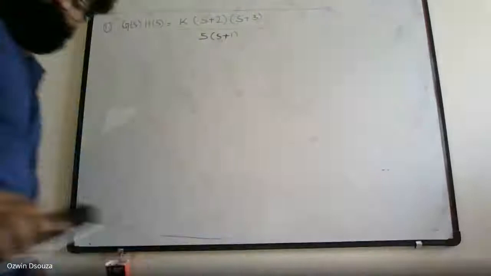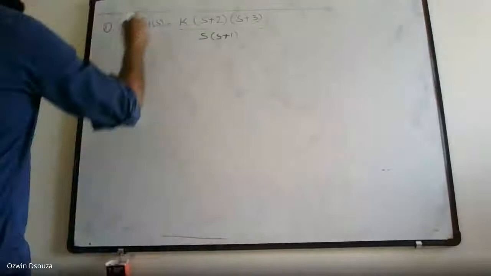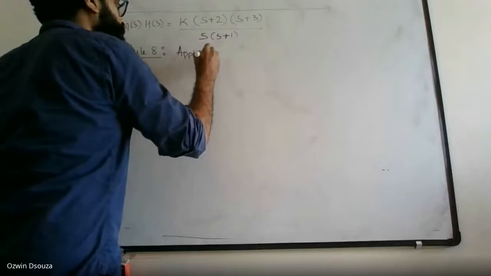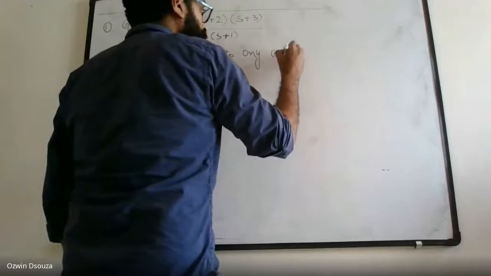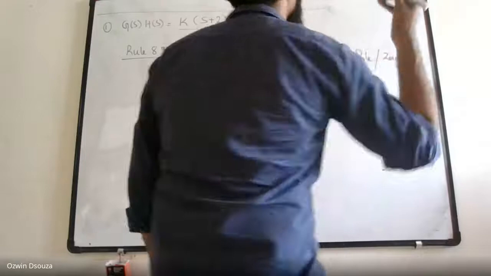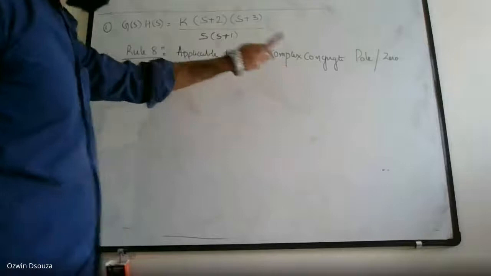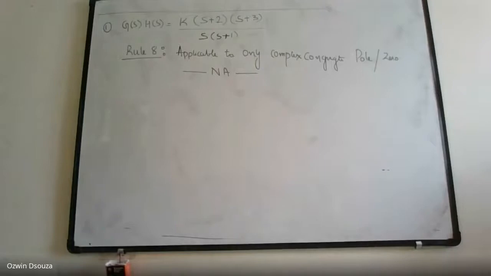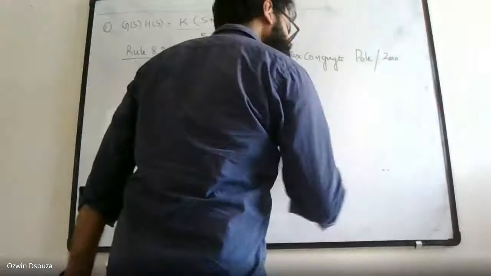Rule 8 is about angle of arrival and departure. But rule 8 is applicable only to complex conjugate poles or zeros. If you look at your transfer function, you don't have any complex roots. You have real roots. So rule 8 is not applicable to the given problem, so rule 8 is ruled out. So that is about the calculation of the various factors associated with the root locus.